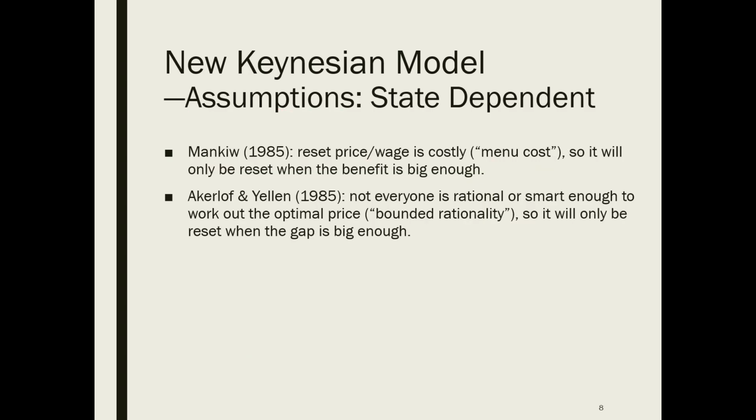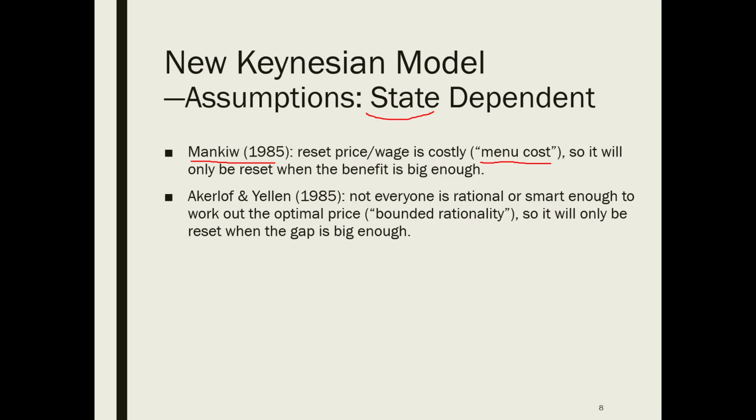In the summary, we mentioned there are 4 types of new Keynesian models of nominal friction. Actually, the first 2 models belong to the state-dependent models because the opportunity of resetting the price depends on the state of the economy. And the other 2 models are called time-dependent models because when you can reset the price depends on time. Let's take the Mankiw 1985 model as the representative model of the menu cost model.